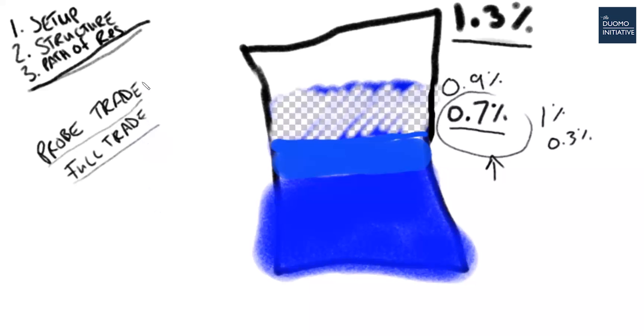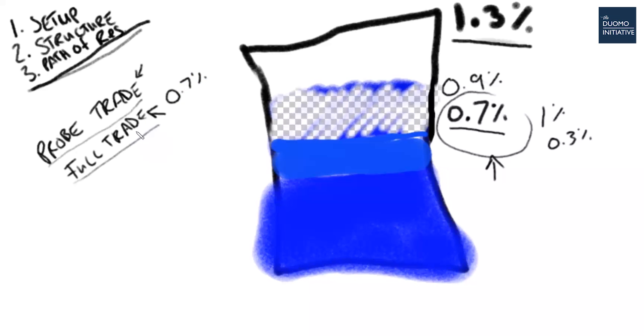Well, you probably should have gone for this answer here, a probe trade, but the correct answer is this is a full trade. You see, from this overall scenario, we're saying that the maximum we can trade based on all these factors that we've determined is 0.7%. So in this situation, the full trade is 0.7%.